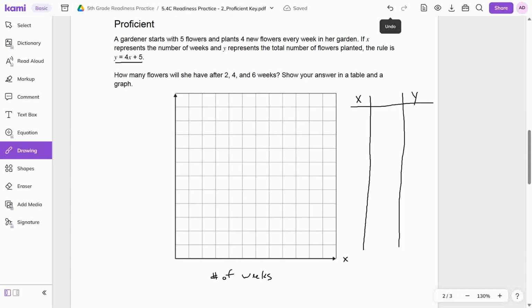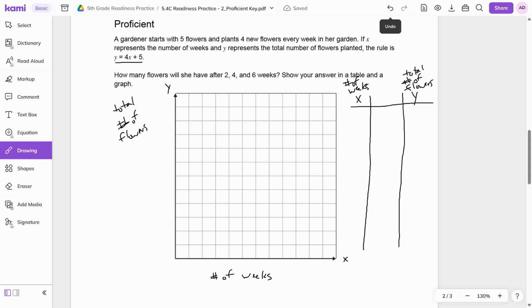So x is going to be my number of weeks. And then we say my y is going to be total number of flowers. So I'll just put number of flowers. And that's our total number of flowers. So we'll say total number of flowers.